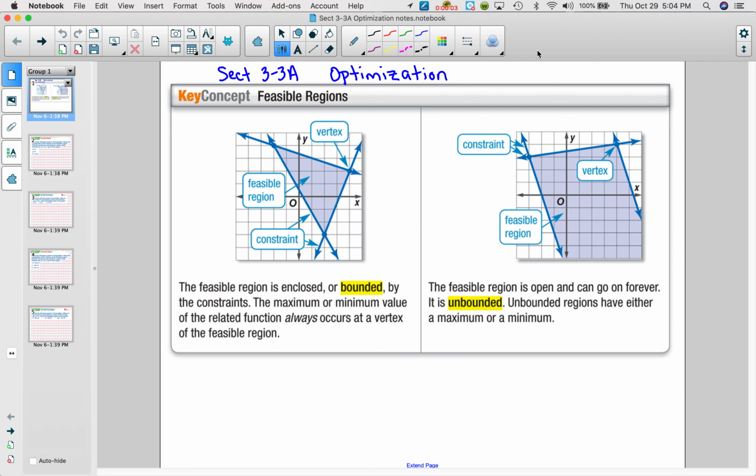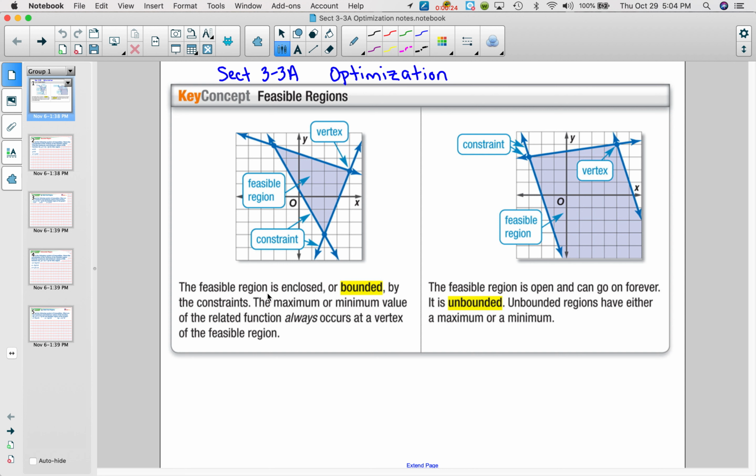We are extending what we did in the last section. In the last section, we graphed these linear inequalities and we found the vertices of an enclosed region. And so now we're going to take that and do something else called optimization. So just a little bit of vocabulary first of all.